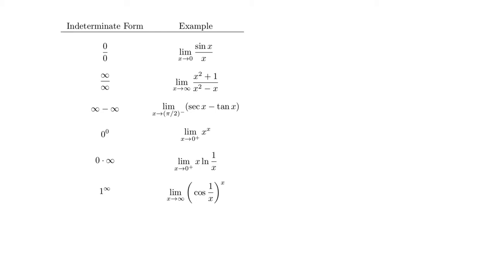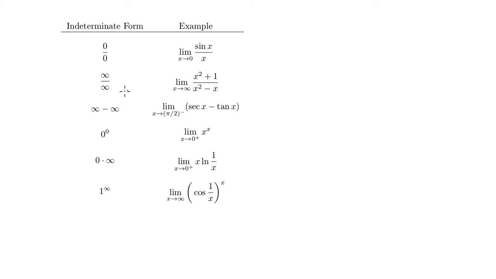All right, so here's our table. On the left-hand side, we have different indeterminate forms, so 0 over 0, and on the right-hand side, we have examples. So the limit as x approaches 0 of sine x over x, recall, that gave us the indeterminate form 0 over 0. And we have a bunch here. Okay, so x squared plus 1 over x squared minus x. If we just try to let x go to infinity, then the numerator is going to infinity and the denominator is going to infinity. So that's a kind of indeterminate form.